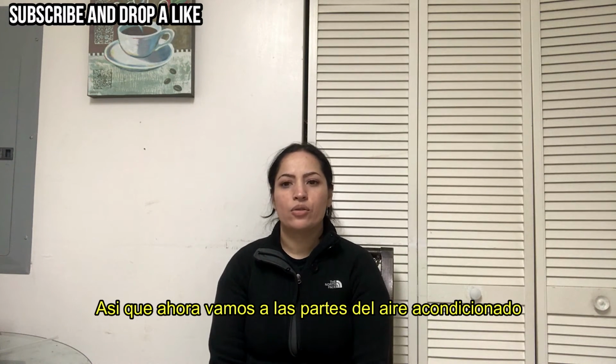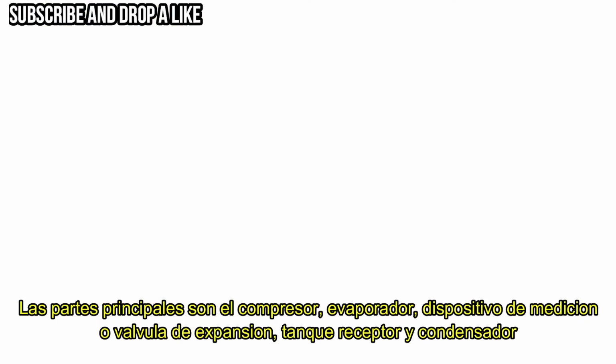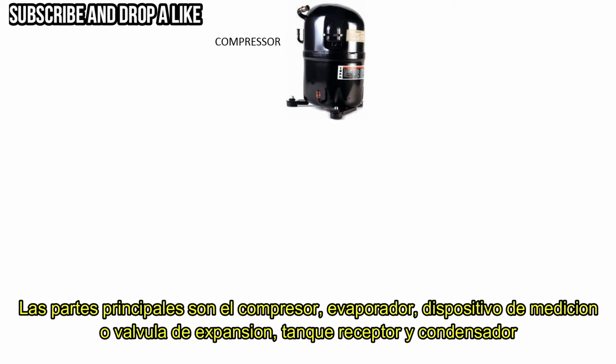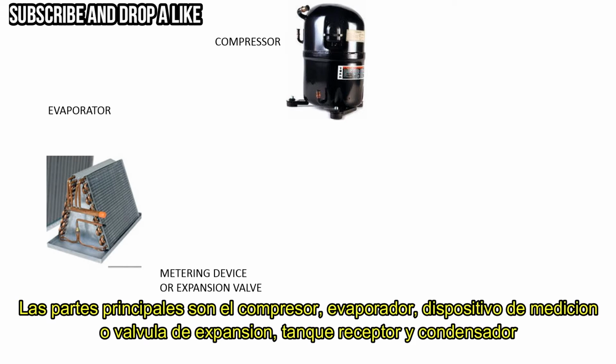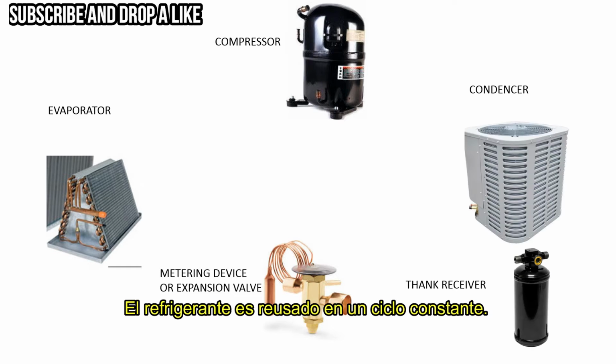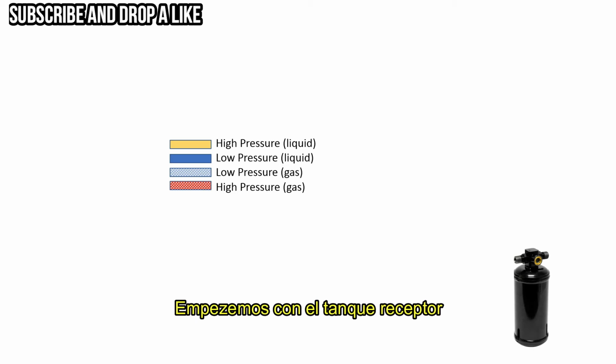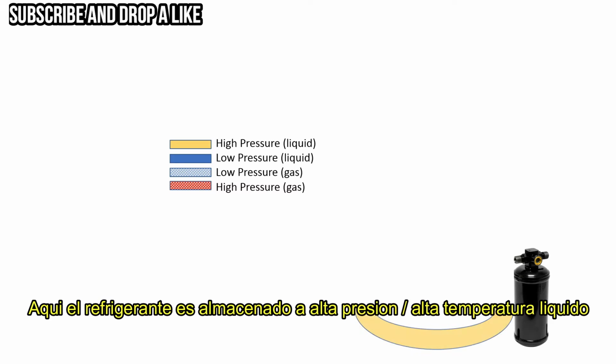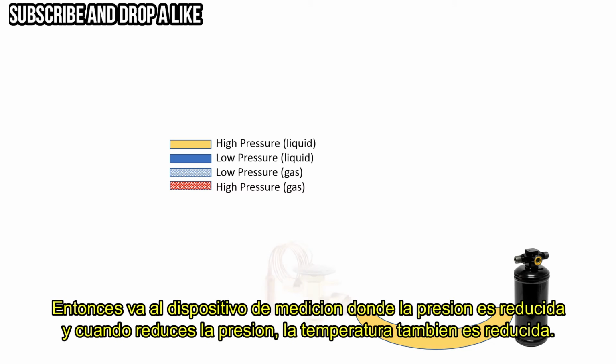So now let's go to the parts of air conditioning. The main parts are the compressor, evaporator, metering device or expansion valve, tank receiver, and condenser. The refrigerant is reused in a constant cycle. Let's start with the tank receiver. Here, the refrigerant is stored as a high pressure, high temperature liquid, then goes to the metering device where the pressure is reduced. And when you reduce the pressure, the temperature is reduced too.